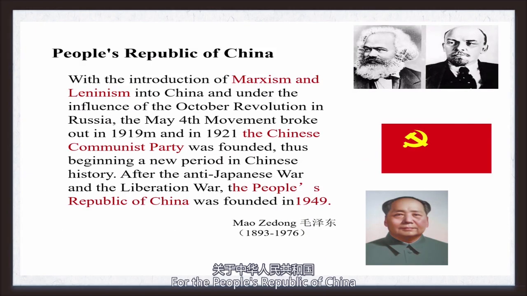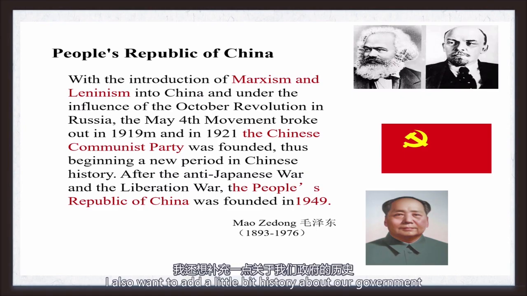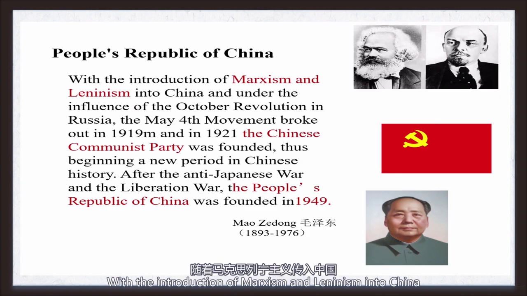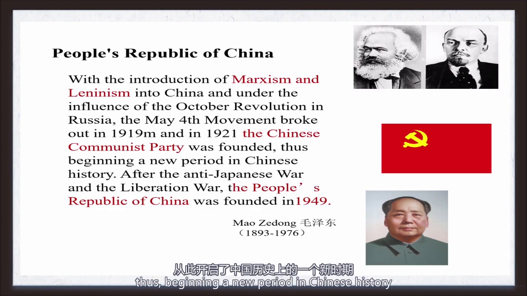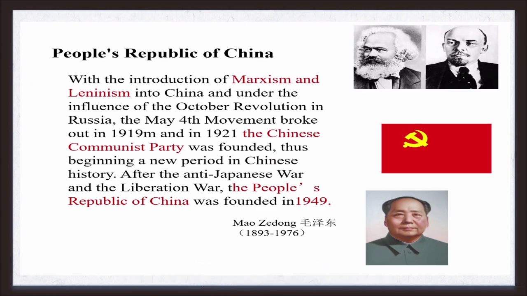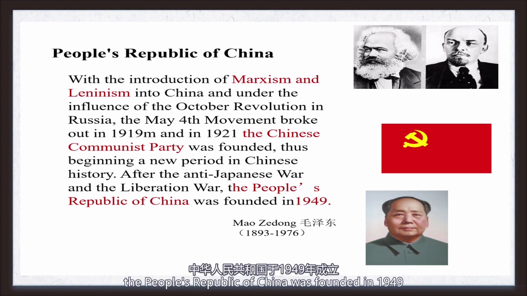For the People's Republic of China, we also want to add a little bit of history about our government. With the introduction of Marxism and Leninism into China, and under the influence of the October Revolution in Russia, the May 4th Movement broke out in 1919, and in 1921, the Chinese Communist Party was founded, thus beginning a new period in Chinese history. After the anti-Japanese War and the Liberation War, the People's Republic of China was founded in 1949.